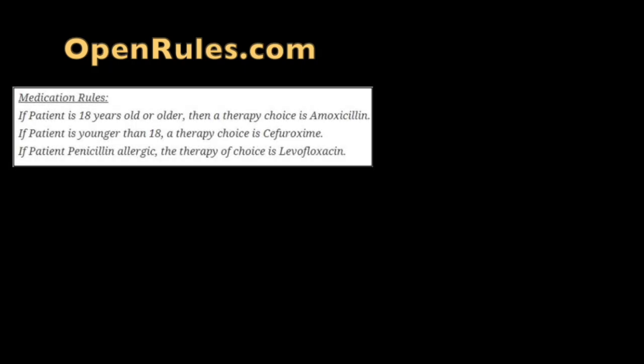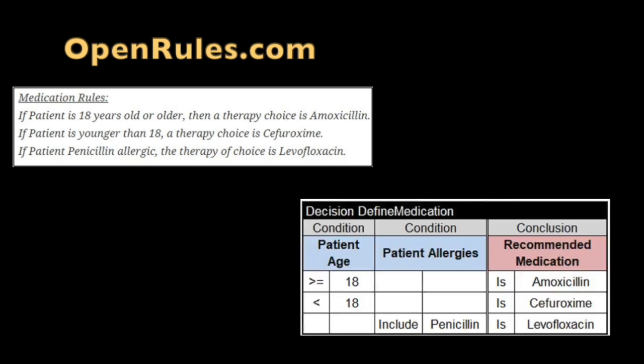Let's consider an example of how OpenRules implements complex business logic. Take a look at these medication rules. And here's how they are represented in the OpenRules decision table. As you can guess, the first rule recommends amoxicillin for patients 18 and older. The keyword decision in the top left corner makes this decision table multi-hit, meaning all satisfied rules should be executed in top-down order. For a 17-year-old patient, the second rule recommends cefuroxime.